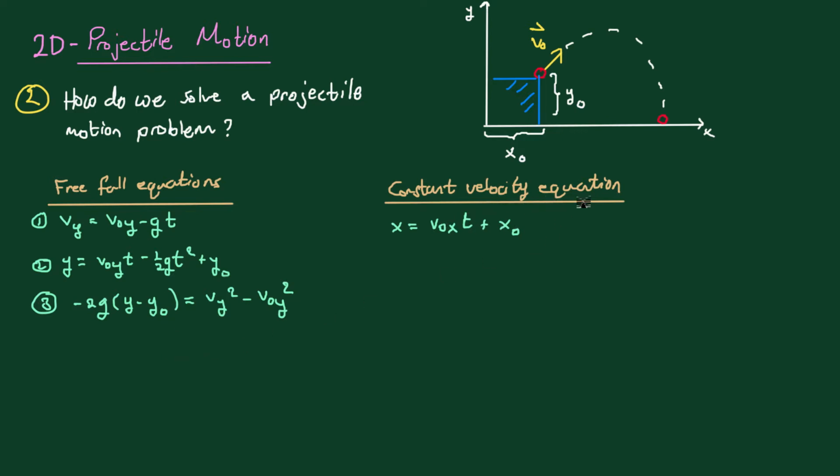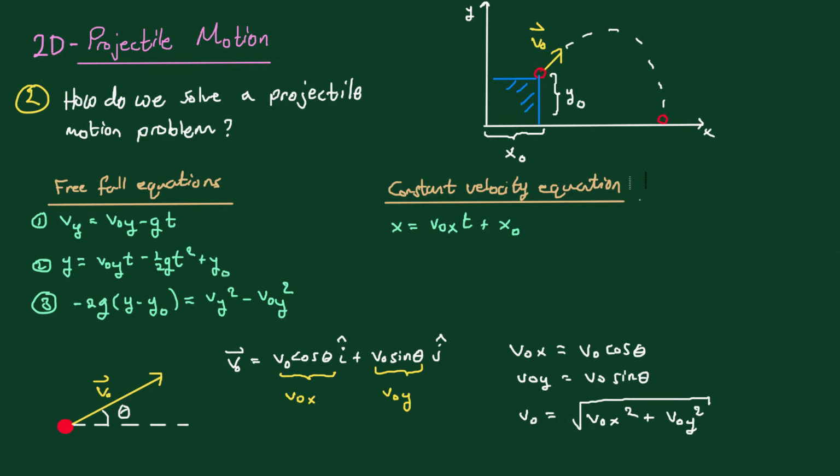For the constant velocity equation, it's very simple. You have one equation to deal with, and this equation is simply x equals v0x t plus x0. v0x is just the initial velocity of the particle in the x direction.